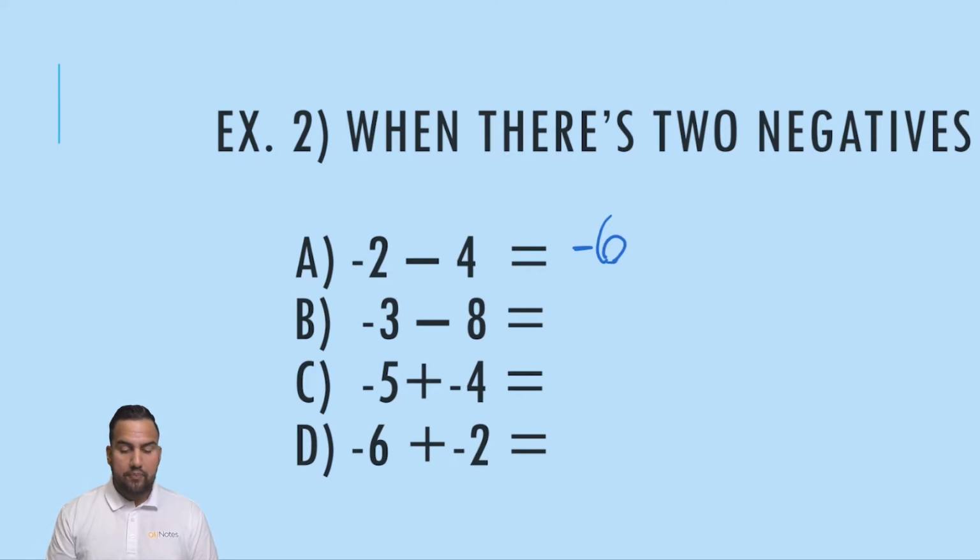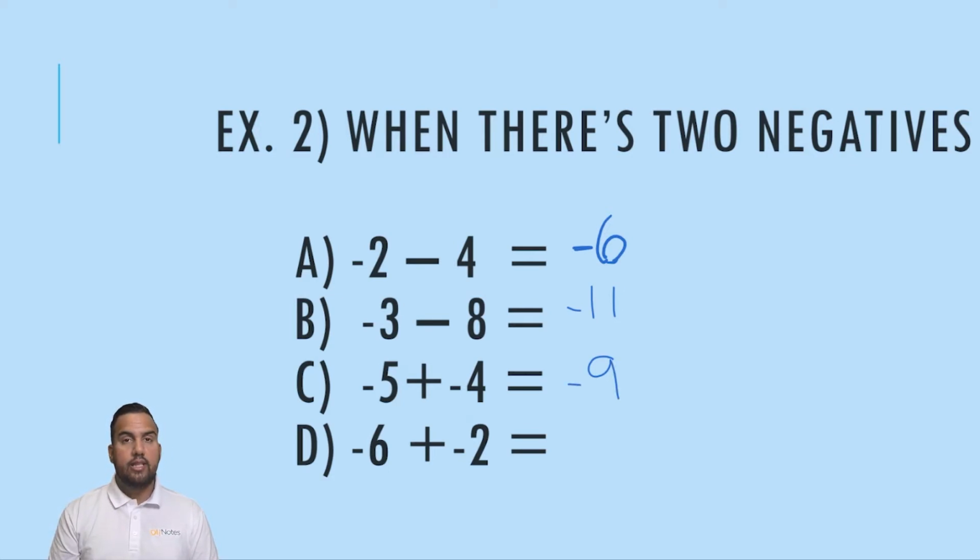Let's look at B. -3 minus 8. How many negatives do you have? You have 2 negatives, so just add them. 3 plus 8 is 11. Sign of the bigger one is negative, but they're both negative, so you can just say it's -11. C. -5 plus -4. They're trying to throw you off with the plus and the negative. Doesn't matter. Count how many negatives you have. You have 2. So what do you do when there's 2 negatives? You add. 5 plus 4 is 9. Since they're both negative, it's going to say negative.